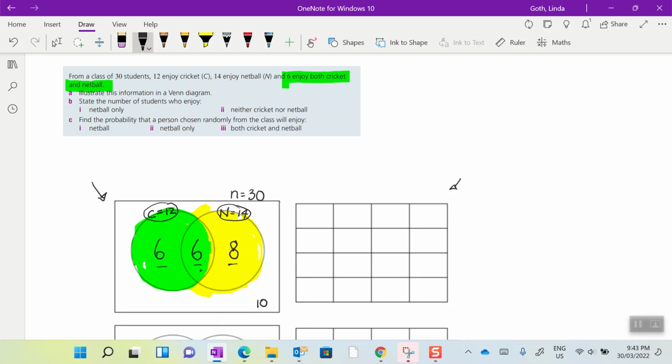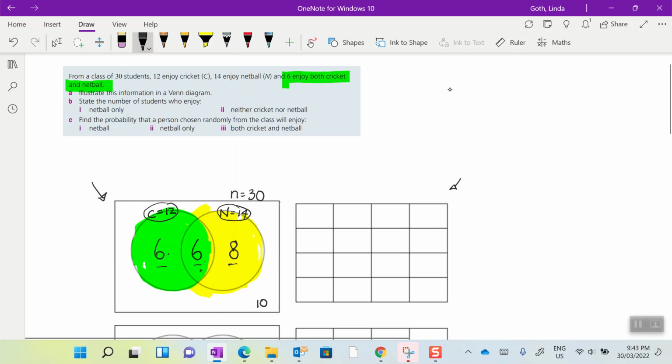This means that these 10 students didn't enjoy cricket or netball. So let's check. 10 plus 8 is 18, 18 plus 6 is 24, 24 plus 6 is 30. So everything inside the rectangle adds up to 30. Now from here, we can answer the questions.